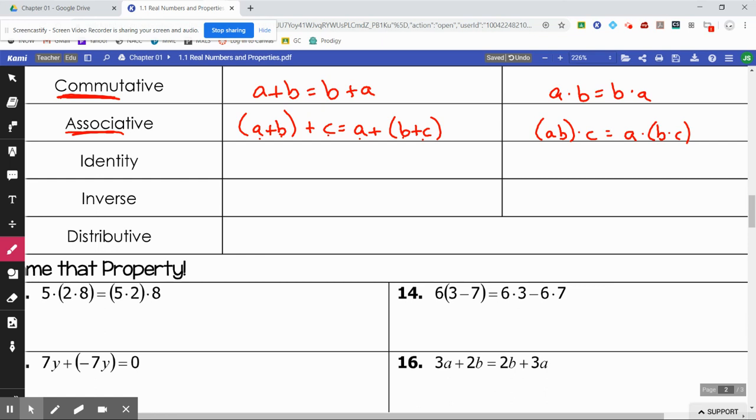The identity property, okay, think if something keeps its identity, that means it stays the same.